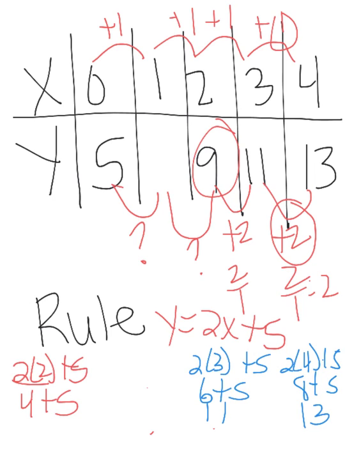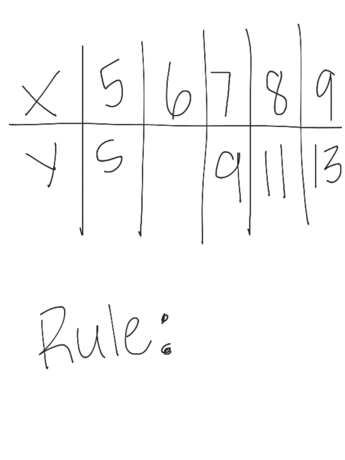2 times 1 plus 5. 2 times 1 is 2. 2 plus 5 is 7. All right, this last one is probably the most challenging.